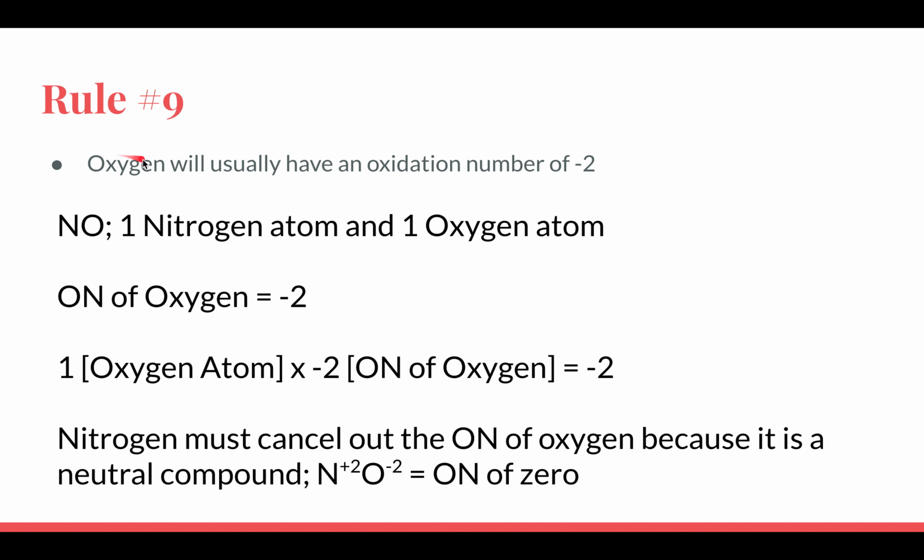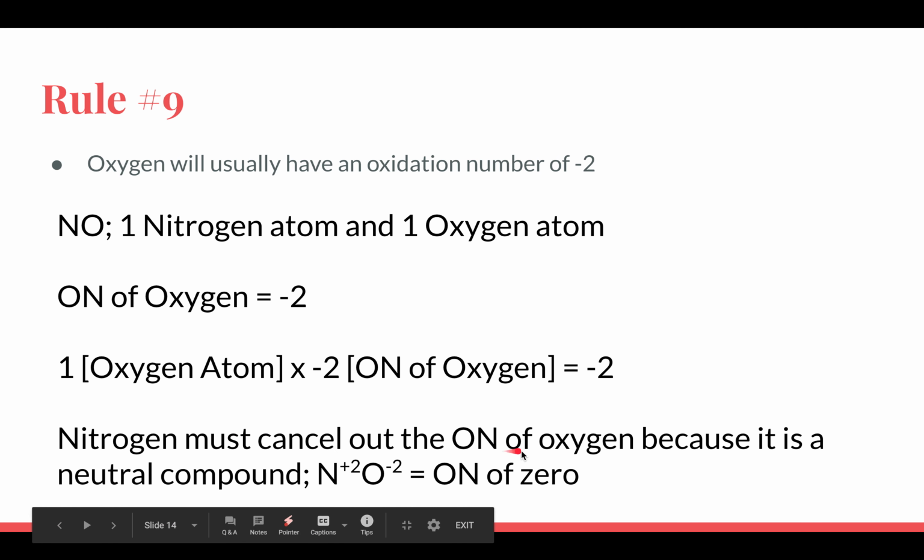Rule number 9. Oxygen will usually have an oxidation number of -2. So nitrogen and oxygen. We have one nitrogen atom and one oxygen atom. The oxidation number of oxygen is equal to -2, because we already know that the rule states that oxygen has an oxidation number of -2. So if we have one oxygen atom multiplied by -2, that leaves us with -2. Nitrogen must cancel out the oxidation number of oxygen because it is a neutral compound, so we have nitrogen +2 and oxygen -2, and that gives us 0.